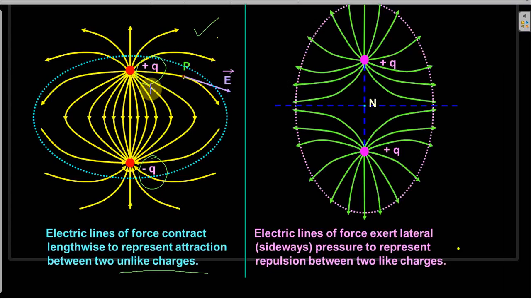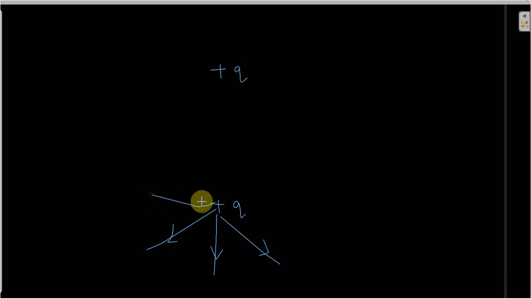Now the second diagram is when you have like charges, both are the same kind of charges. Suppose now we have positive Q and positive Q charge, same kind of charge. So what will happen? For a positive charge, the arrow will be outward. And what about this? Again the arrow will be outward for the positive Q charge.